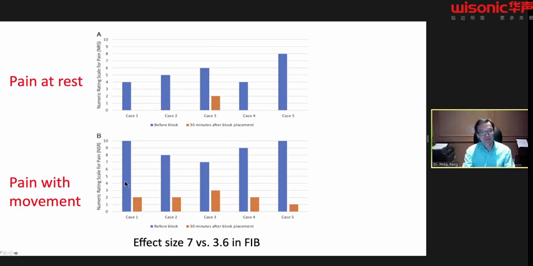But the pain with movement is dramatic. We are talking about this before the block and after the block. We are talking about an effect size of a drop of 7 out of 10. And it is very dramatic in what we've seen in the past.